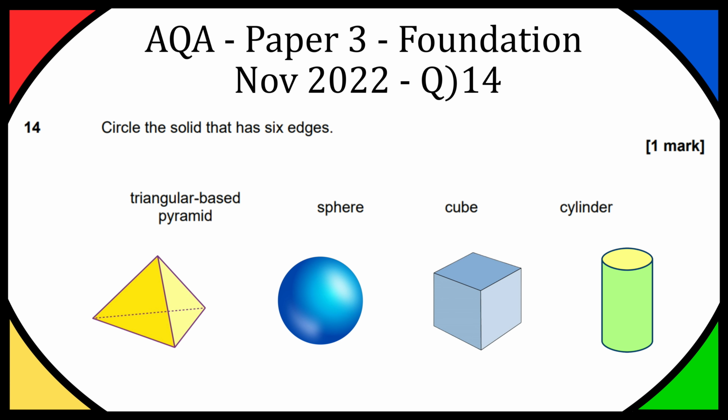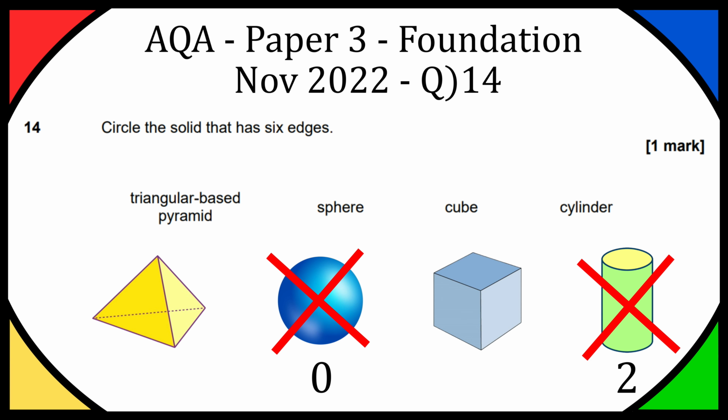So a sphere actually has 0 edges. You can see there's no actual edge on the shape. So this has a 0 and we're going to cross it out because it obviously doesn't have 6 edges. Next up, let's look at the cylinder. So there's an edge at the top and an edge on the bottom, where the circles meet the middle part. So this has 2 edges and this is obviously not 6 edges, so we cross that out as well.